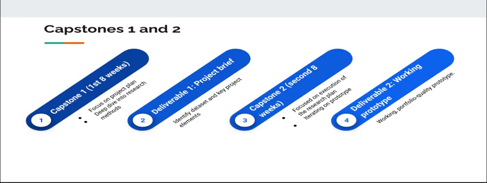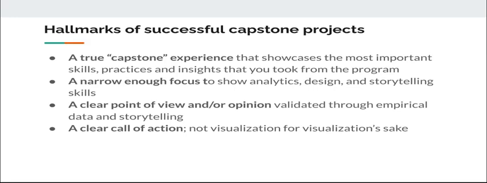Capstone 2, in the second 8 weeks, focuses on execution of that research plan and further iterating on your prototype. So, like in this class, there is a fair amount of critique and interaction both within the class and with the instructor as you continue to develop your working portfolio quality prototype. And then that working portfolio quality prototype is the outcome of Capstone 2. That's your deliverable. What are some hallmarks of successful capstone projects?